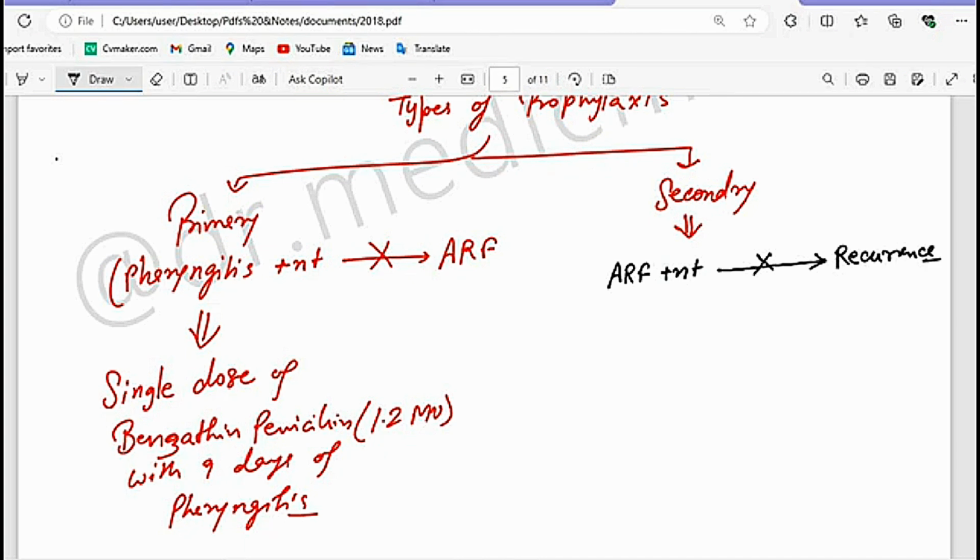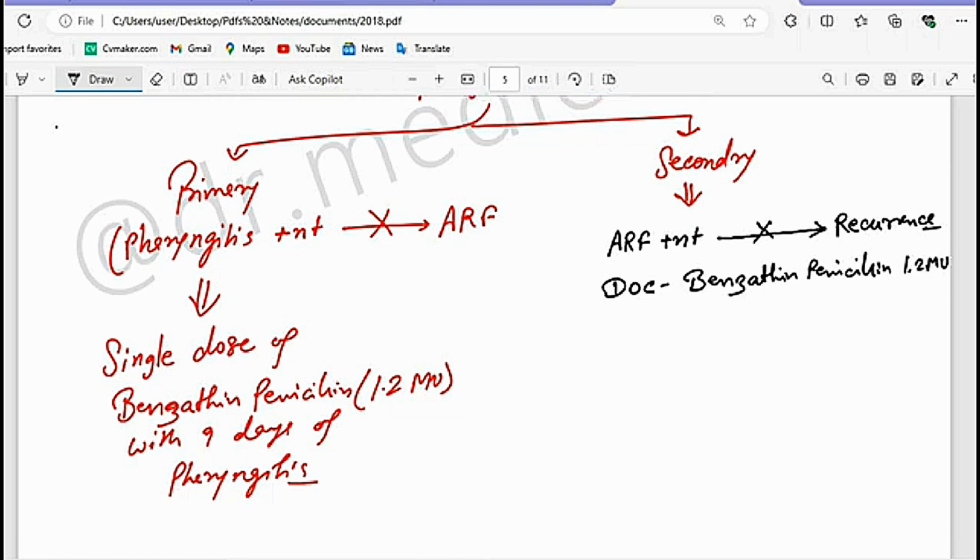Remember that the drug of choice is the same here. And which drug will be given? That is benzathine penicillin, 1.2 million units.